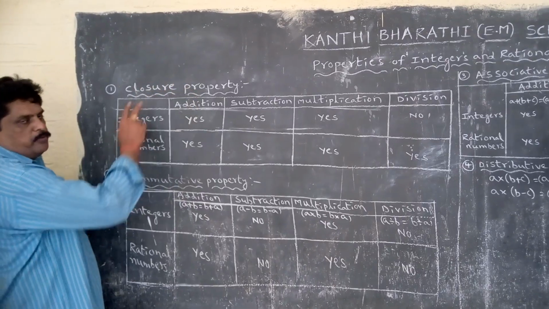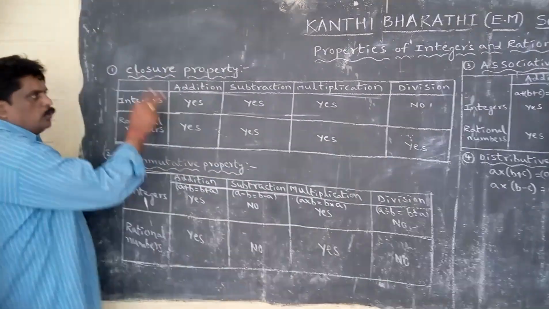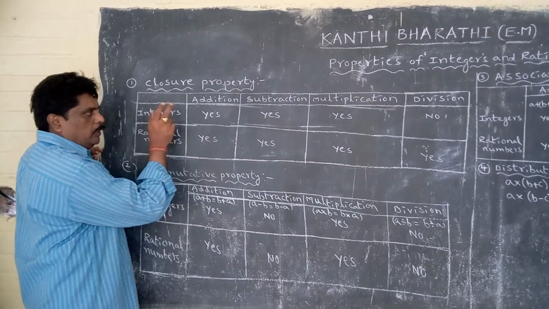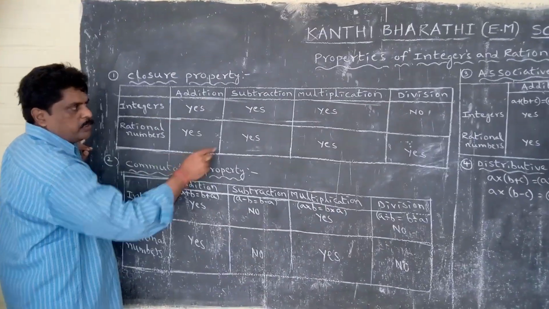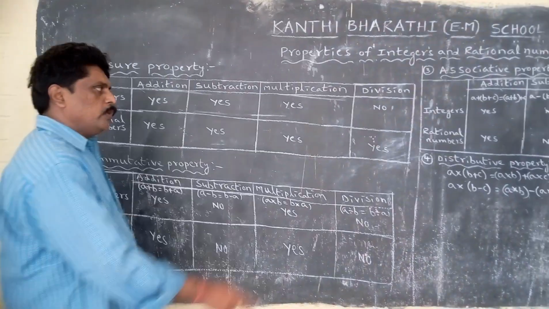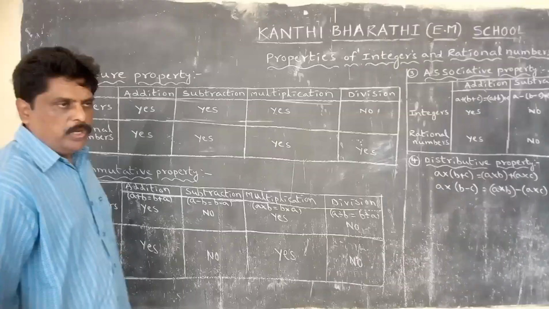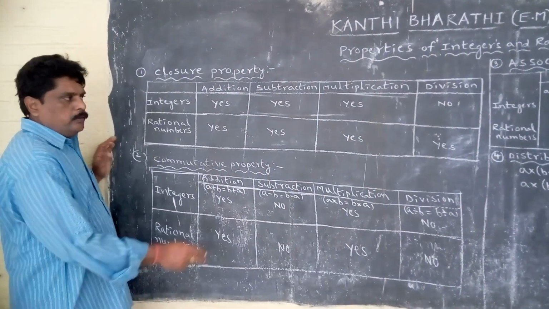For example, the first one. You already know the first property is the closure property. So closure property in integers: in addition it exists for integers. In subtraction also it exists for integers. In multiplication also it exists for integers. In division it does not exist for integers.